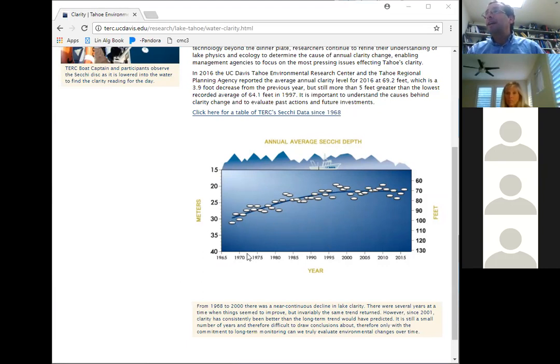But if you look from the very beginning when they first took measurements, these little dots are how deep you can see when you drop a white dish into the lake. And they take measurements throughout the year. Then they take the average of those measurements, and then they plot that. And because you're taking an average, you get a normal distribution. That's a good thing, because by the central limit theorem, the distribution of averages, if you have a large sample size, is always approximately normal.